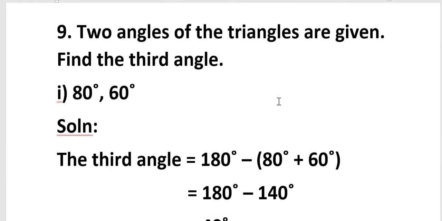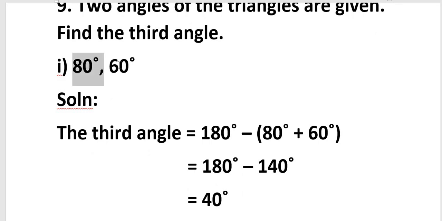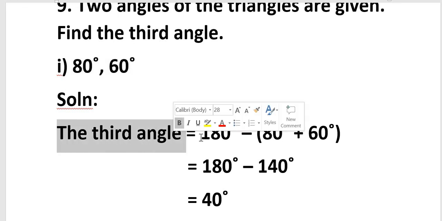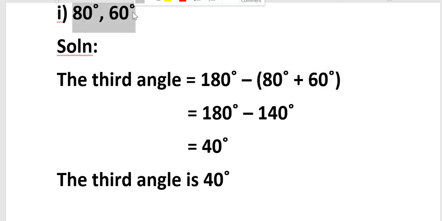Come to the ninth problem. Two angles of the triangle are given, find the third angle. Two angles are given, and we have to find out the third angle. First problem, 80 degree, 60 degree. To find the third angle, add the two angles and subtract from 180 degree, because the sum of three angles is 180 degree. So 180 minus (80 plus 60), that is 140. So the third angle is 40 degree.